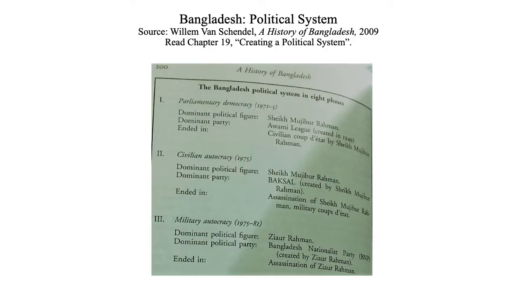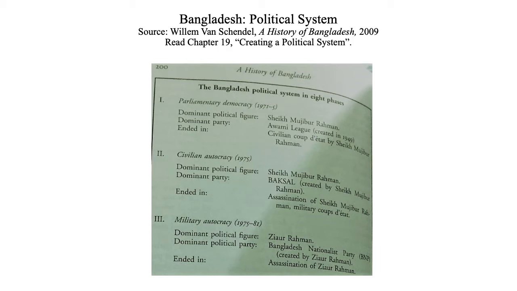I would suggest the students to read William Van Schendel's book A History of Bangladesh, published in 2009, and some of the images in this chapter is taken from William Van Schendel's book from chapter 19, Creating a Political System. As this image shows, it discusses the Bangladesh political system in 8 phases.